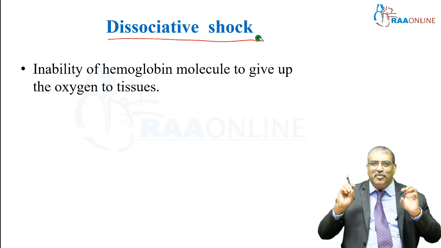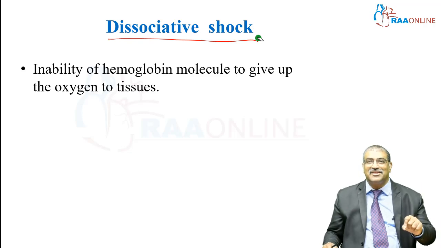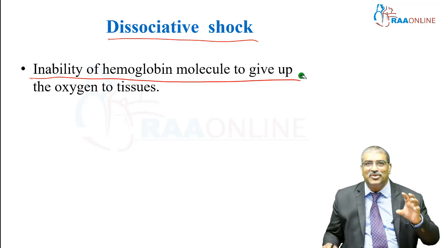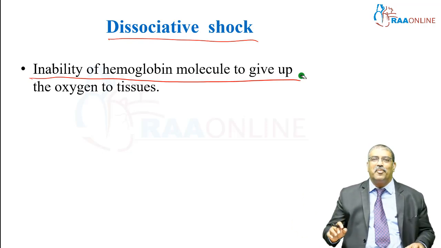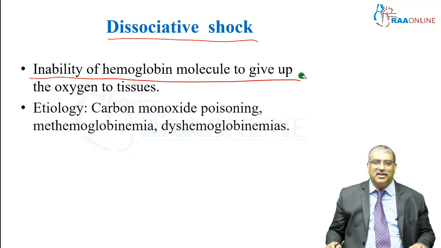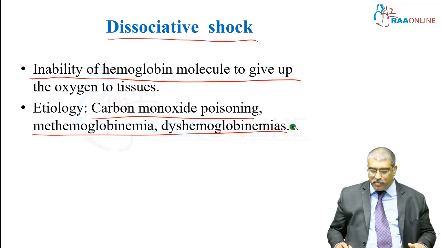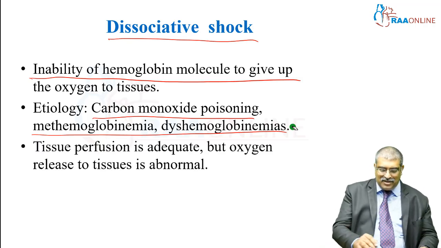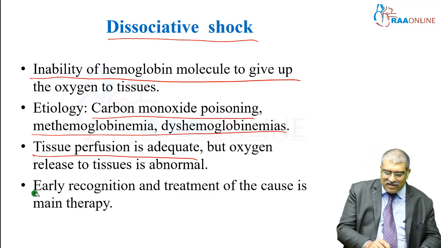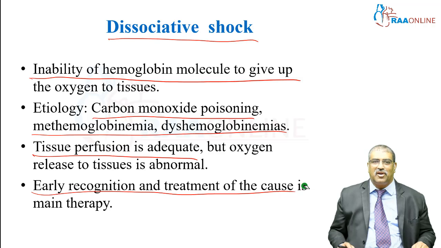Not necessarily the blood flow is compromised, but the hemoglobin which carries the oxygen is compromised. Here, inability of the hemoglobin molecule to give up oxygen to the tissue. So, oxygen delivery is compromised because of hemoglobin, not because of tissue perfusion. Here, the etiology is carbon monoxide poisoning, methemoglobinemia or dyshemoglobinemia. Here, as I said earlier, the tissue perfusion is adequate, but oxygen release to the tissue is abnormal. Early recognition and treatment of the cause is the main course of action in dissociative shock.